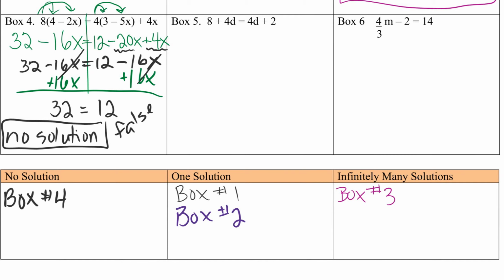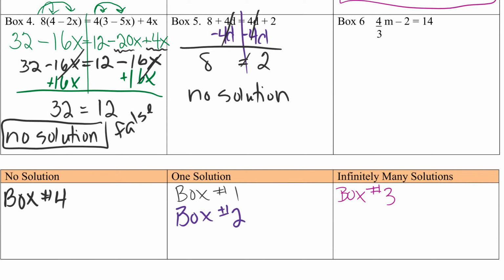Okay, box 5. I have variables on both sides, so I'm going to take 4D away from both sides. I have 8 on the left, and I have 2 on the right. 8 does not equal 2. So this is also no solution. So under no solution, I'm going to put box 5. And then let's move over to number 6.